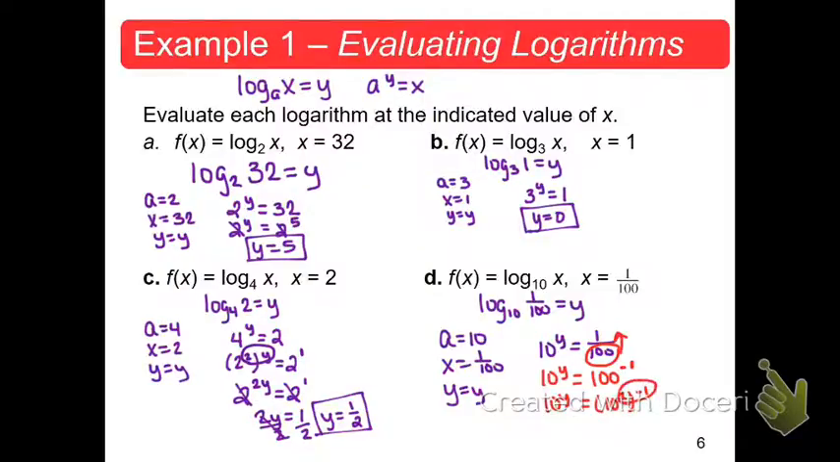And just like the previous example, you've got your power to a power there, so you multiply the powers. So 10 to the y equals 10 to the negative 2. Now you've got your like bases, so you can get rid of them, and we're left with y equals negative 2.